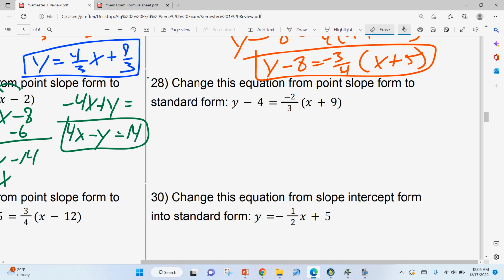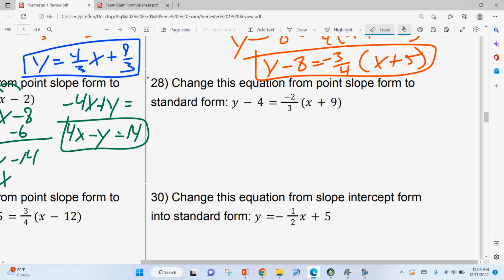Changes from point form to, okay, so this one's the same thing. Let me check, did I do that? I feel like I didn't do that. Oh, I did that. Cool. So same thing, we just have a fraction.